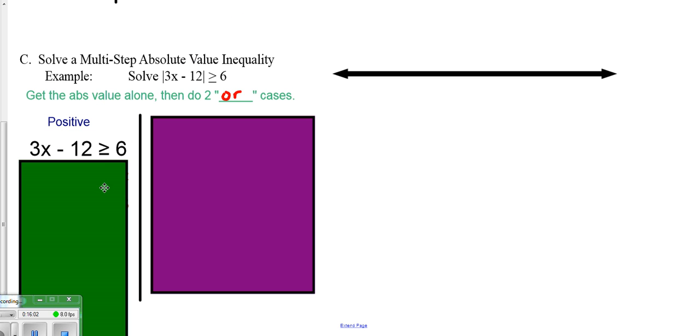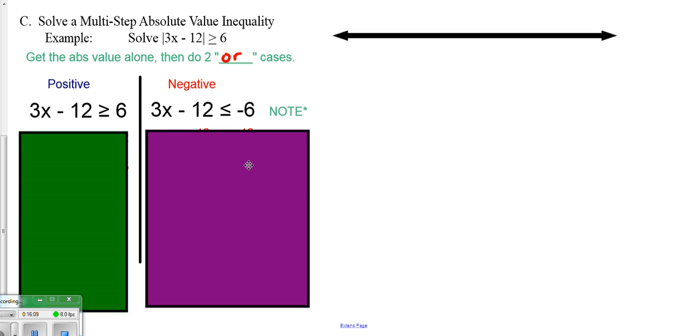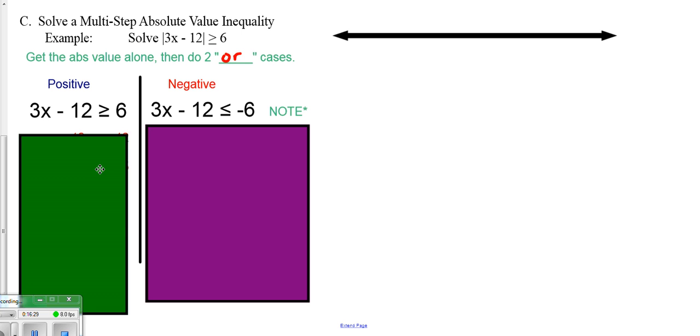So if we do a positive version, take all of this, just keep it regular. We do a negative version. This stays the same, 3x minus 12. This symbol flips, less than or equal to. 6 becomes negative 6. So that just flipped. We're going to solve these two and graph those as an OR case. So both will fit, both work.